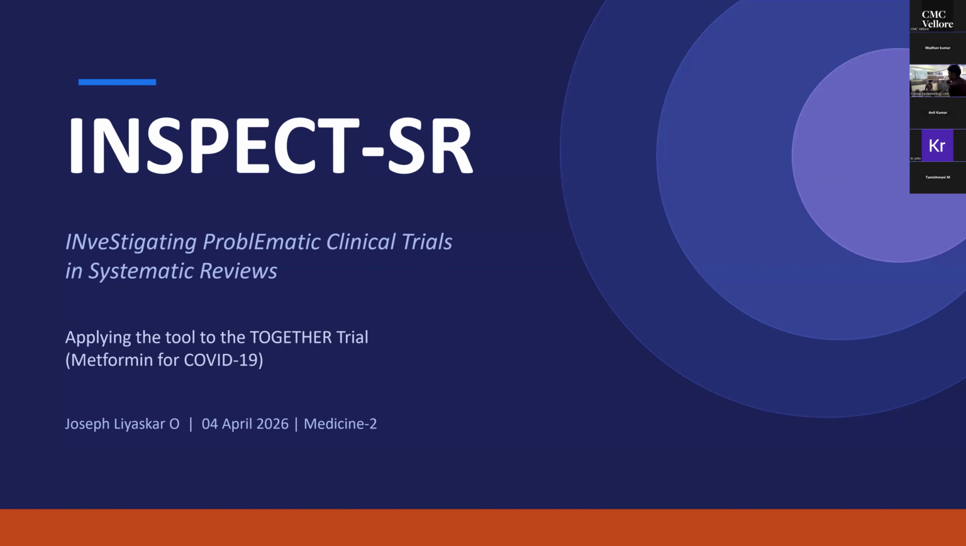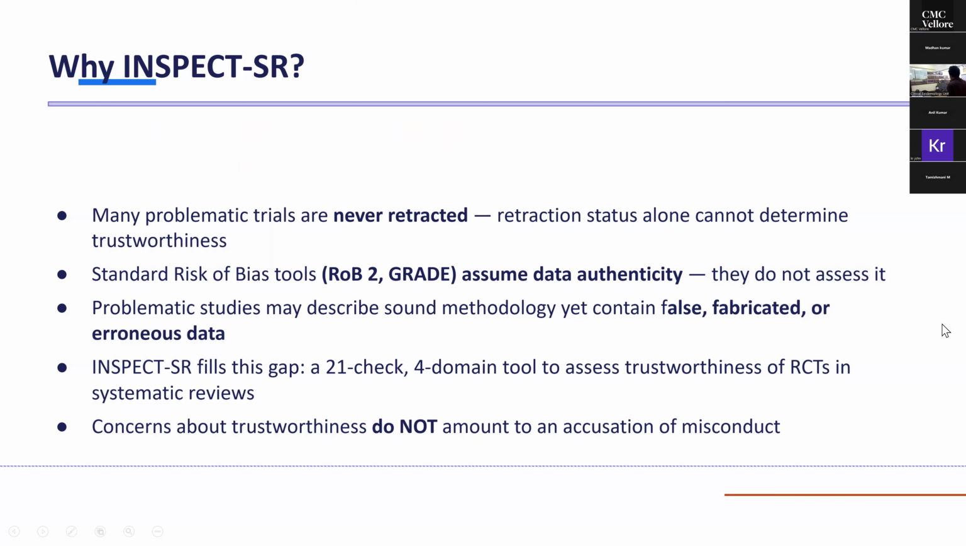Thank you, sir. In today's session, we'll be seeing about the Inspect SR checklist and how to apply the same on a randomized controlled trial on metformin and COVID-19. So what is exactly Inspect SR checklist and why do we have to use it? So many times we come across many trials which are never retracted, and by the time they're retracted, it's almost about 4 to 5 years before a study is retracted. And if at all some systematic reviews are being conducted using those studies, they might have already included those studies in the systematic review before the retraction status is officially put up.